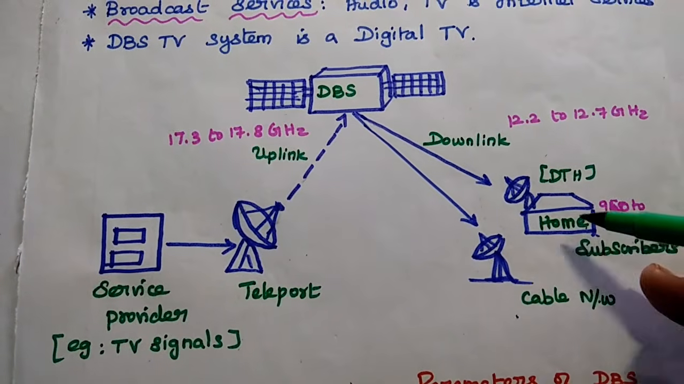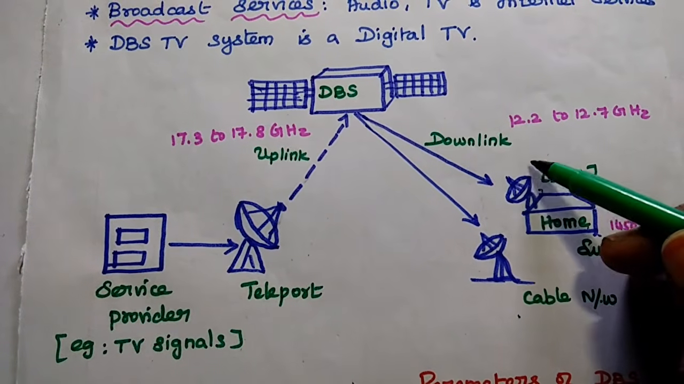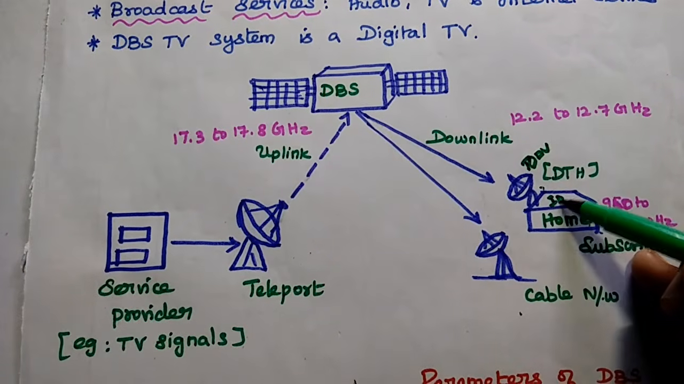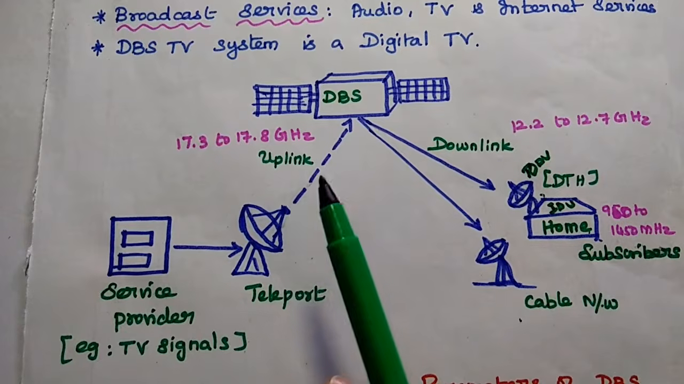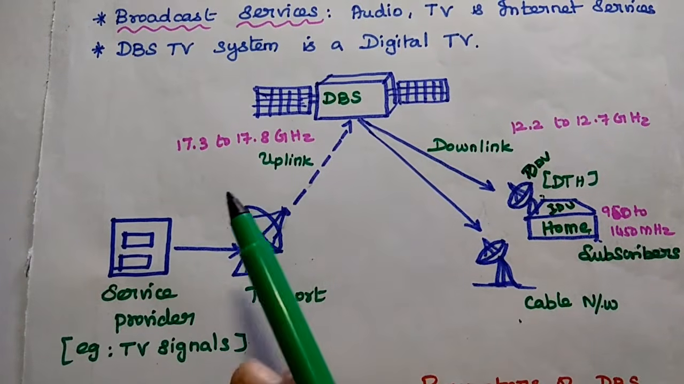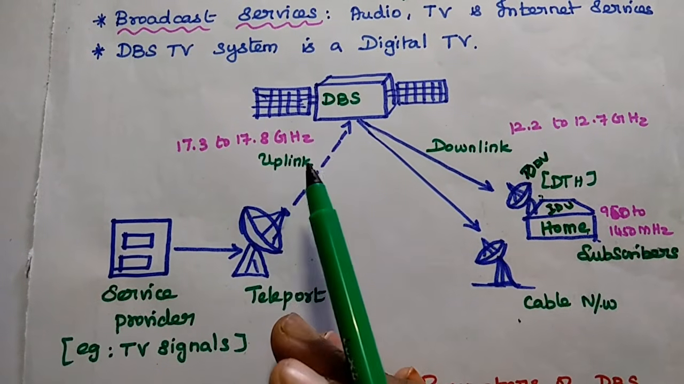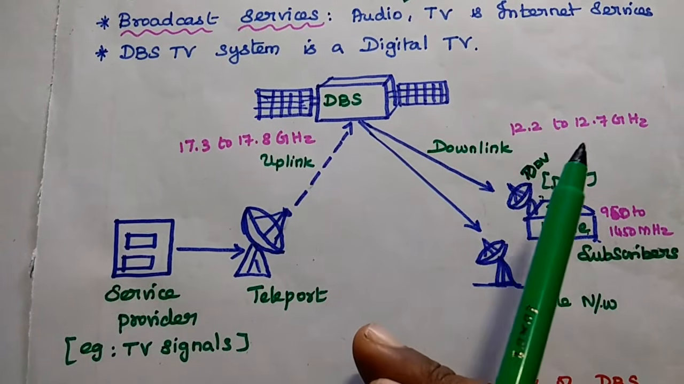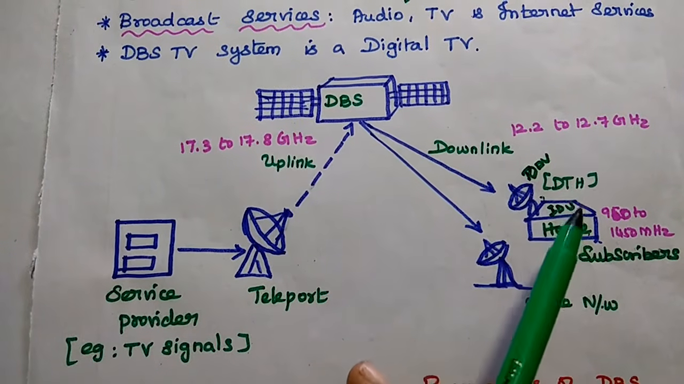In this, we can consider two parts. One is the outdoor unit, another one is the indoor unit. In this system the uplink frequency range is 17.3 to 17.8 GHz. The downlink frequency range is 12.2 to 12.7 GHz.